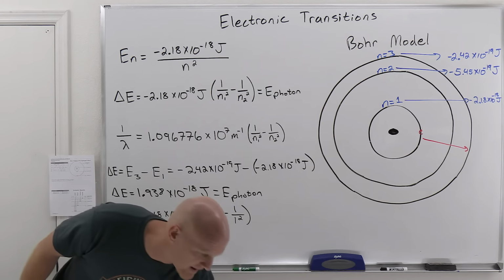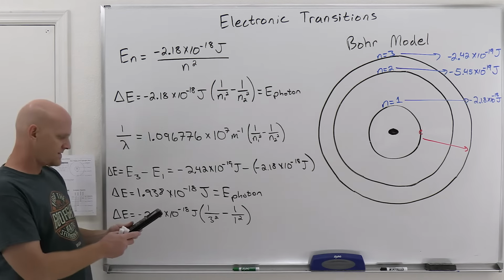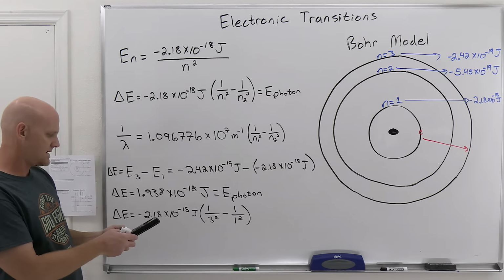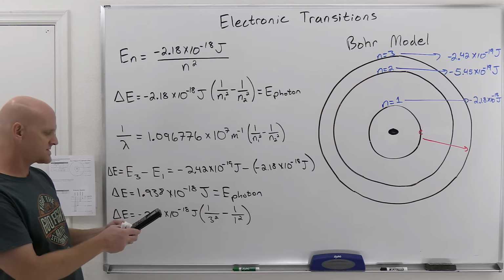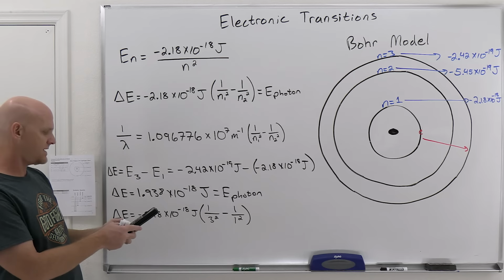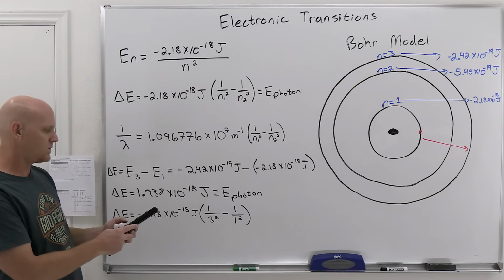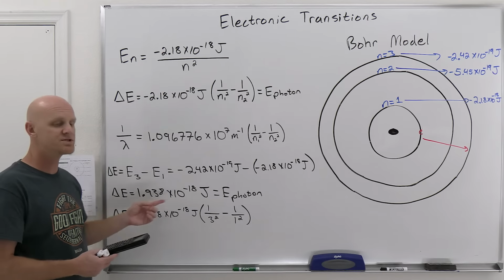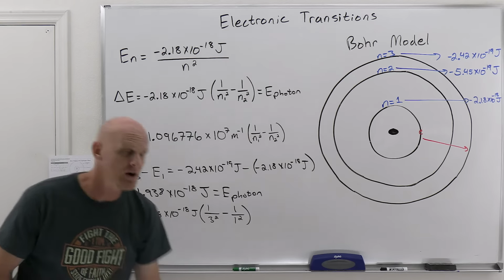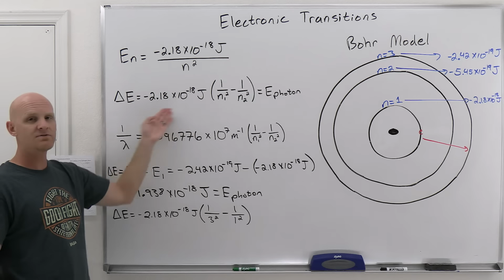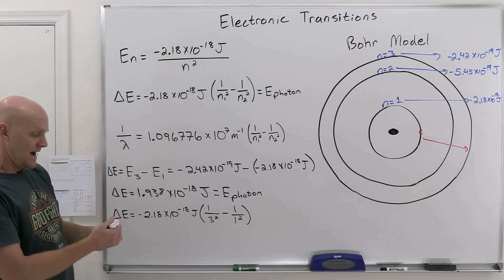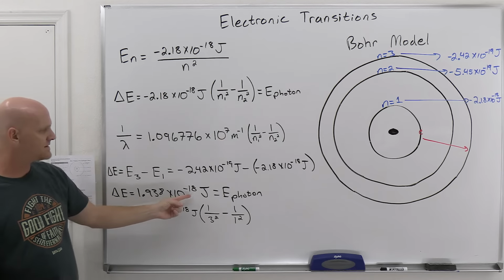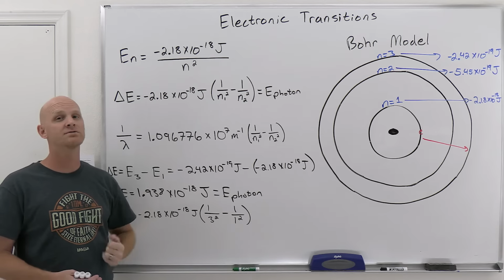Cool, but if we calculate this out once again, taking negative 2.18 times 10 to the negative 18 times, in parentheses, 1/9 minus 1, we get 1.938 times 10 to the negative 18 joules, the exact same number. So there are two different ways to calculate this, but this equation is often given as well. And once again, this energy, 1.938 times 10 to the negative 18 joules, is equal to the energy of a photon.